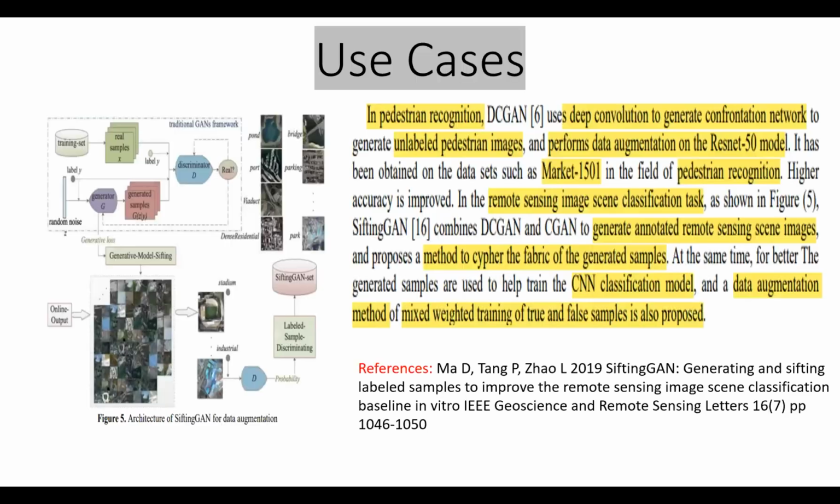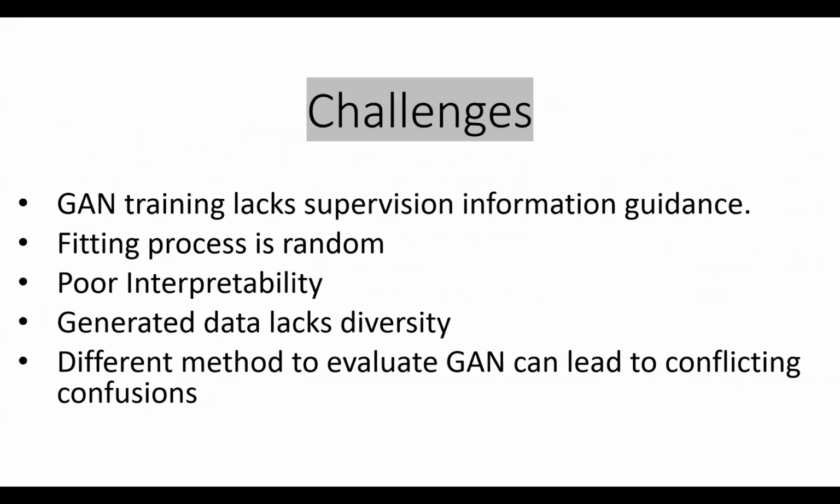So the use cases: it has been used in several recent topics, like pedestrian recognition and generating remote sensing image scenes, where the basic architecture is like this. This is taken from one of the papers in 2019, which uses the shifting GAN approach for generation of more data for the data augmentation technique.